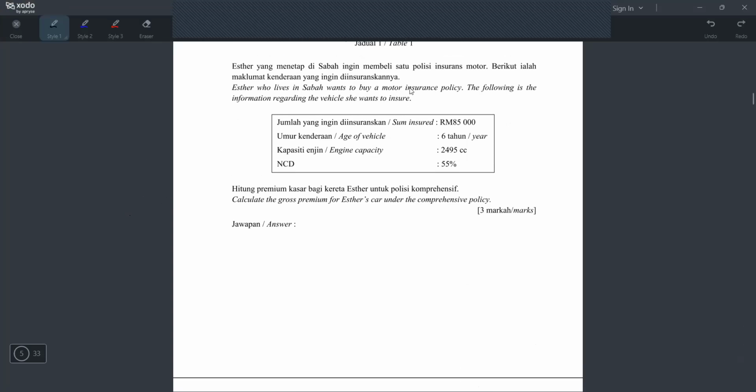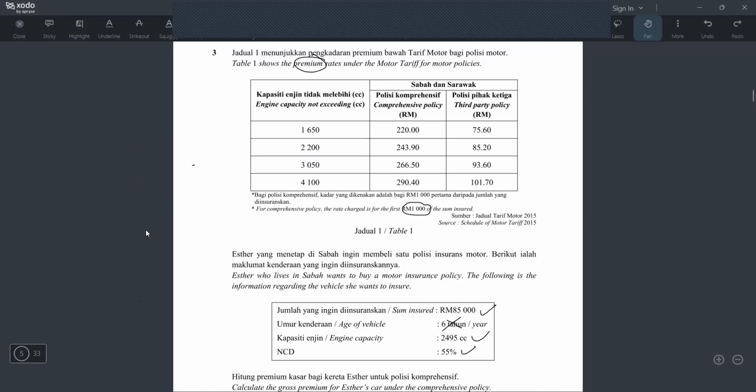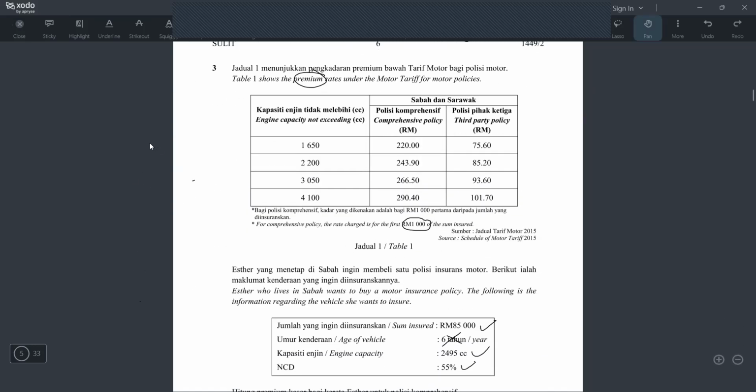Esther, who lives in Sabah, wants to buy motor insurance. The following is the information regarding the vehicle she wants to insure. Sum insured penting. Age of vehicle tak penting. Capacity engine penting. NCD penting. NCD is used to find the gross premium, the premium kasar. And then they say calculate the gross premium. Okay, I think now I have to explain to you how to find everything about motor insurance, right?